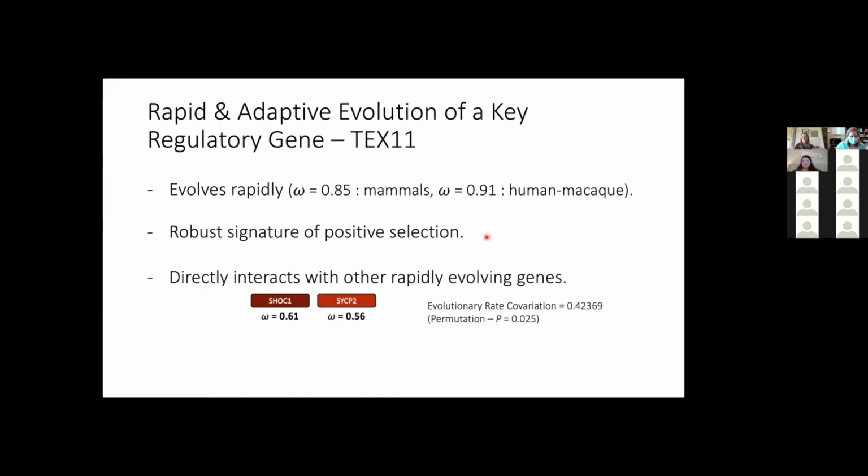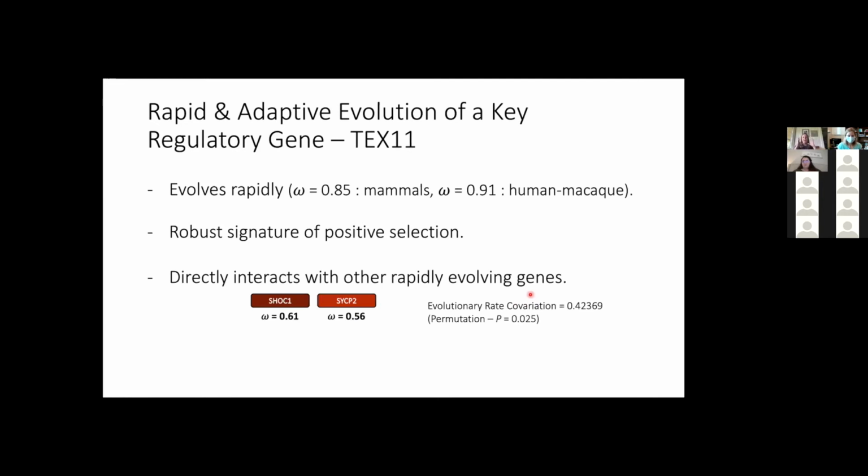And interestingly, we went and learned a little bit more about what TEX11 does, and it directly interacts with two other of our most rapidly evolving genes. It directly binds to SYCP2, which is a protein that forms that proteinaceous complex between the two homologous chromosomes. And then it also directly binds and interacts with this gene called SHOC1, which starts to recruit all of those genes that designate whether a double-strand break is going to be a crossover or not. And so not only does it directly interact, but we were also able to show that the evolutionary rate co-varied significantly between TEX11 and these genes.